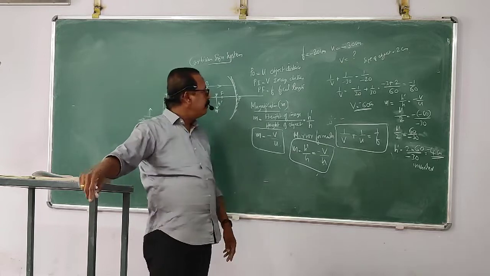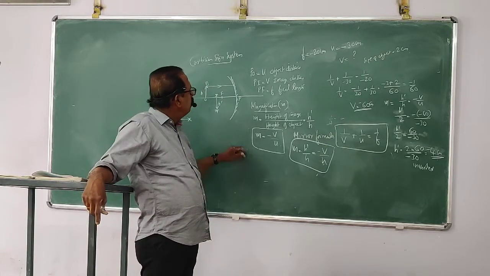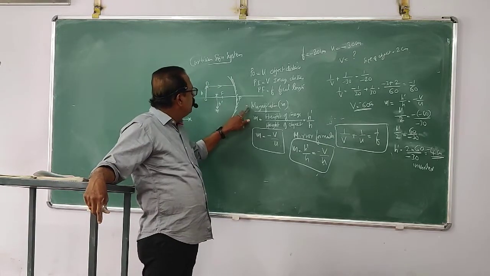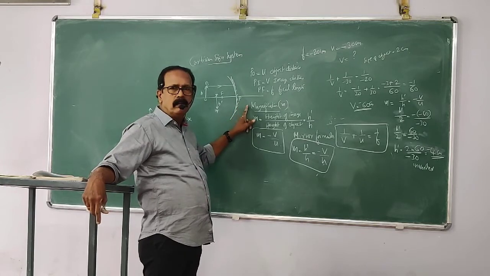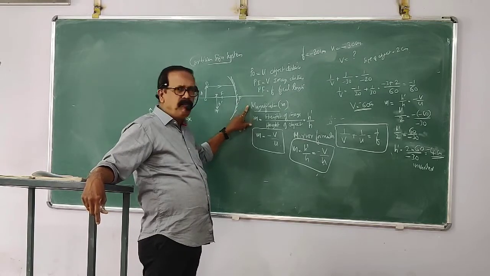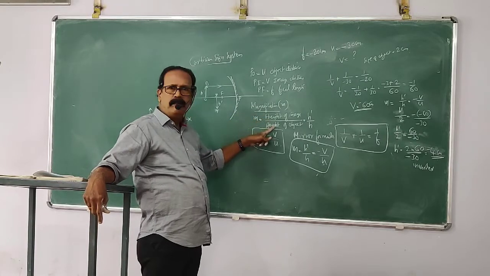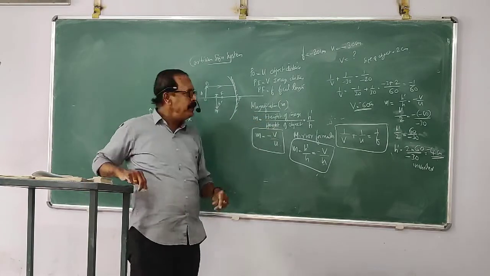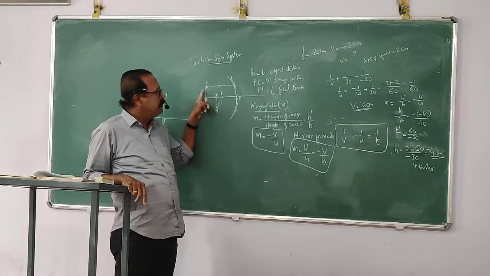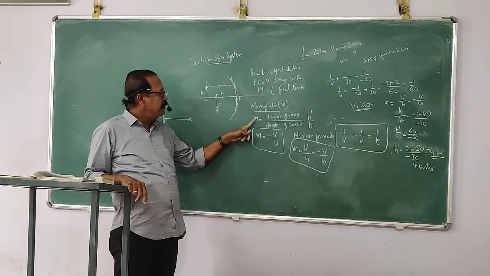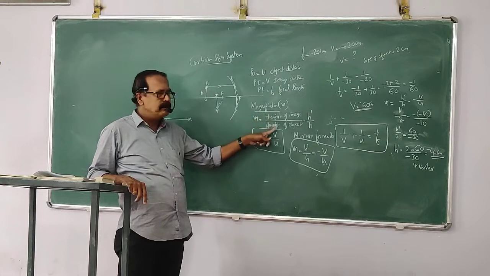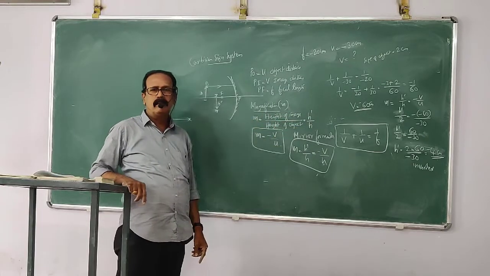Now let us study another term called magnification. Magnification means the ratio between the height of the image and the height of the object. If the height of the image is h dash and the height of the object is h, magnification is the height of the image by the height of the object, h dash by h.